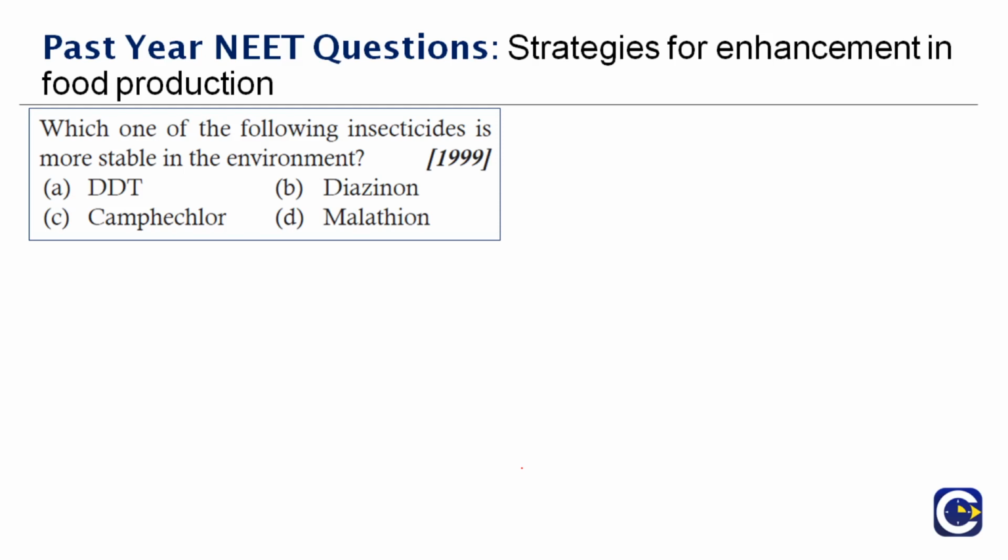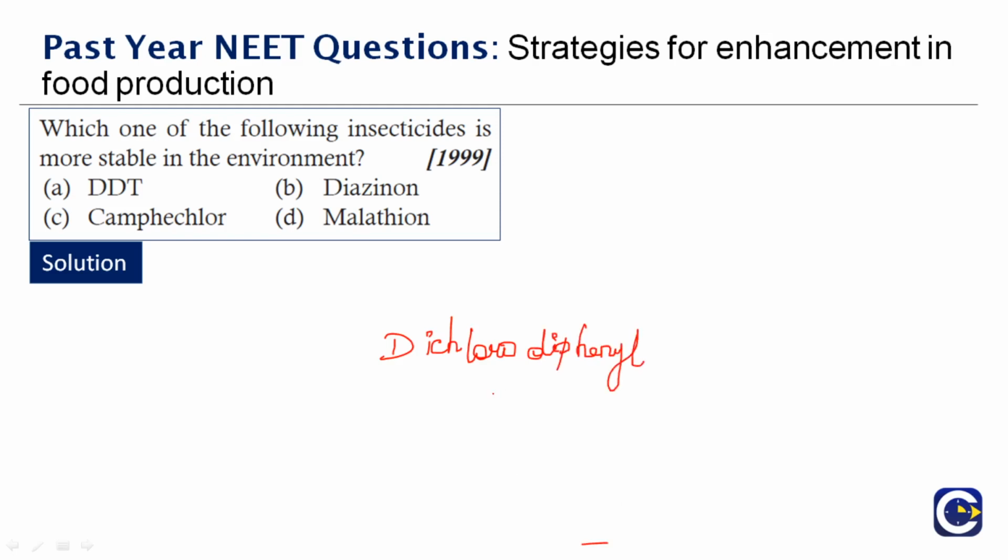Which one of the following insecticides is more stable in the environment? You have 4 insecticides here. DDT. What is the full form of DDT? Any idea? DDT stands for dichloro-diphenyl-trichloroethane.